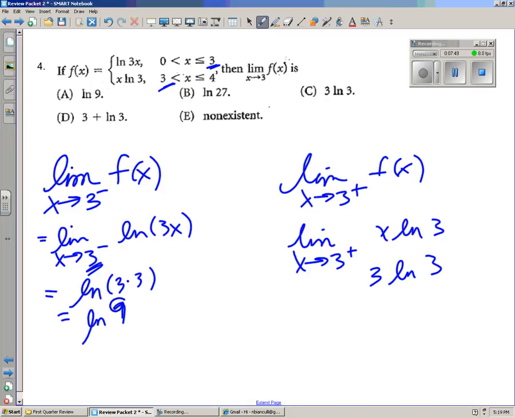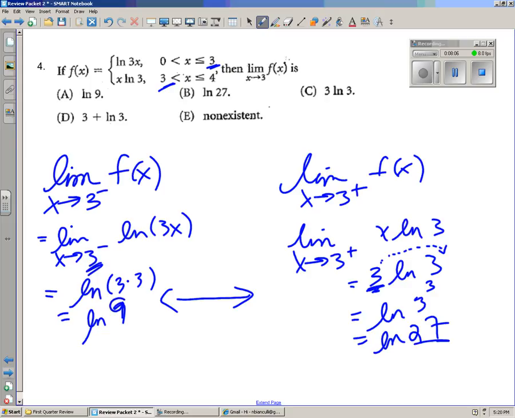Just as a side note, you don't have a calculator, so you have to figure out if these two answers are the same or not. There's a property of logs that says I can bring a coefficient as an exponent. So this is really equal to ln of 3 to the third, which is ln of not 9, but 27. So clearly, these are not equal to each other, so the limit is non-existent.